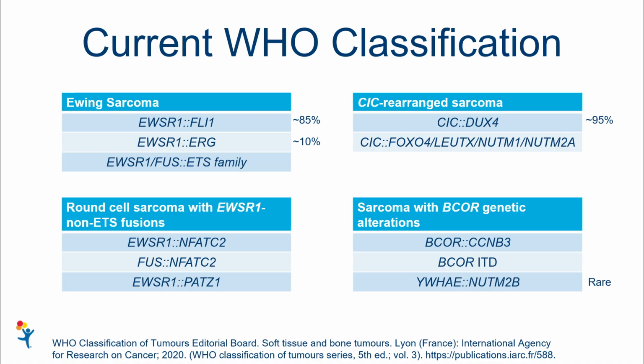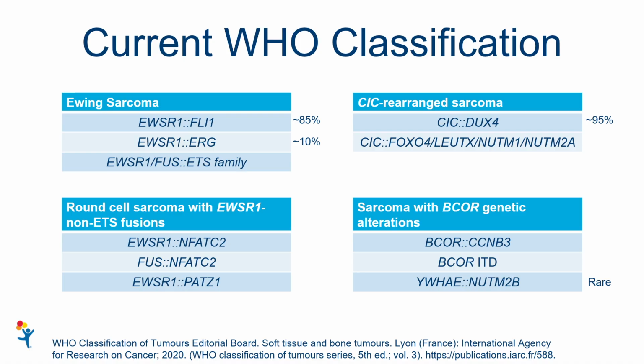And lastly, sarcoma with BCOR genetic alterations. This can either be fusions that involve BCOR, often with CCNB3, or BCOR internal tandem duplications. Interestingly, those tend to be in infants. And also interesting to this group is that the YWHAE-NUTM2B fusions are in this category because that fusion actually upregulates BCOR. So it's part of the same family as the rest of these.